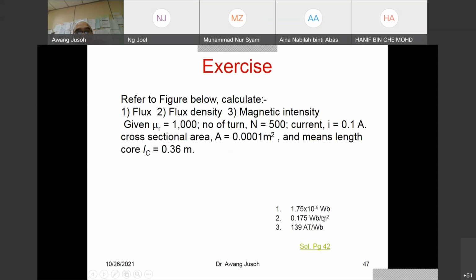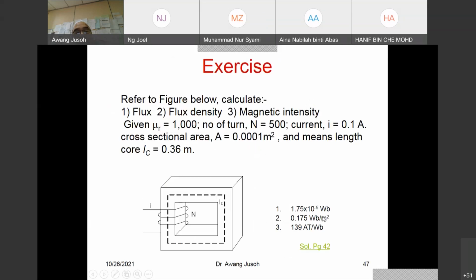Okay, next one. This one also simple, but they give you this 3D diagram. Basically, this also has one medium only. You can do your own here. You just draw the source Ni, and you have one core only, which is L core. They have given everything there. They give you L core 0.36, cross section area given, number of turns given, current given. In this example, they give you the current already. They ask you to find the flux density and H.